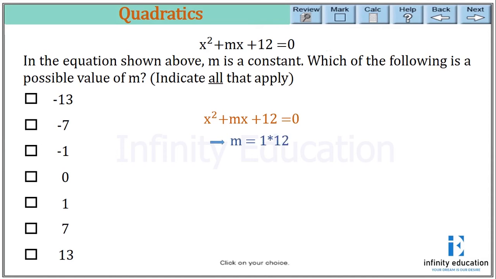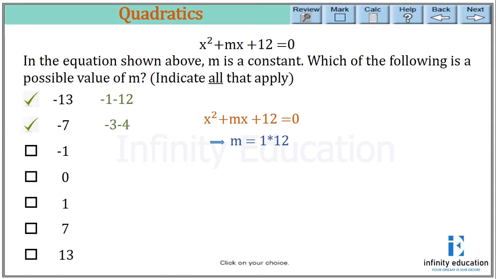The first one is minus 13. Yes, if we split negative 13 into minus 1 and minus 12, the multiplication of minus 1 and minus 12 is plus 12. So this can be the answer. If we split minus 7 into minus 3 and minus 4, yes, their multiplication is also positive 12. So that should also be the answer.